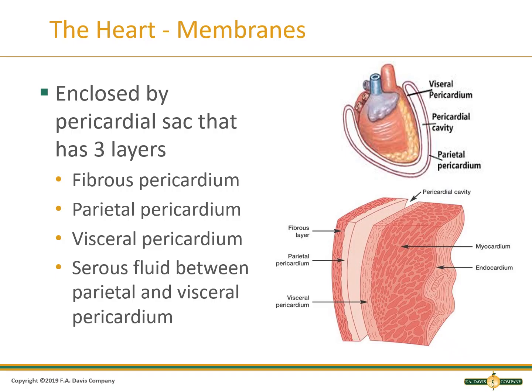Now, between these two middle layers, the second and the third, your parietal pericardium and your visceral pericardium, remember they're both serous membranes, so there is a serous fluid that is contained between those membranes that helps prevent friction as the heart pumps and as it contracts and those different membranes rub against each other.